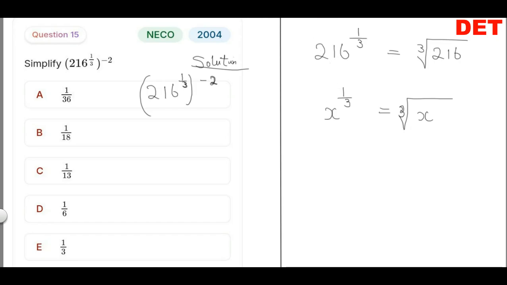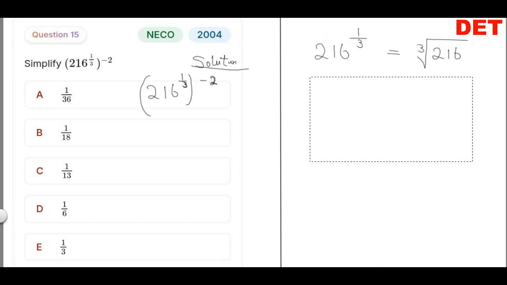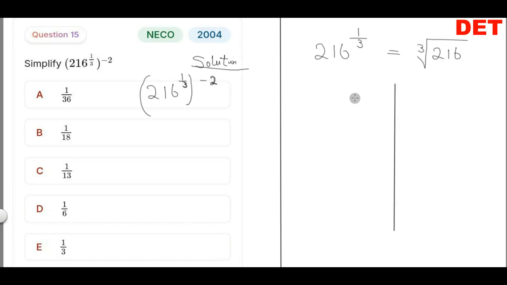Having known that, the next thing we're going to do is look for the third root of 216. So how do we look for the third root of 216? First of all, I'm going to draw out this line, and then I will look for the prime factors of 216. What's the smallest number that can divide this number? It is 2. 216 divided by 2 will give me 108. 2 can still go.